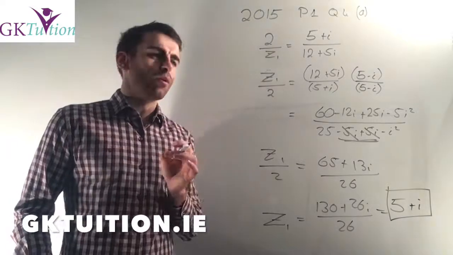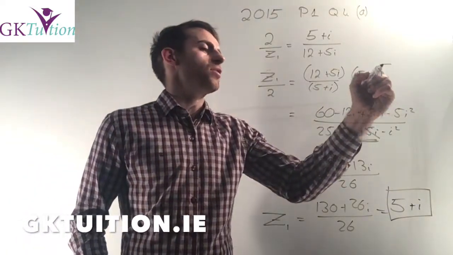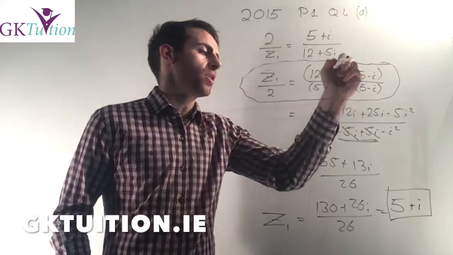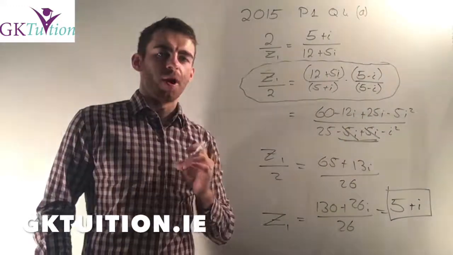So I think the one thing that I want to highlight there is this. In so many questions, in order to get rid of the imaginary number on the bottom of the fraction, you multiply the top and the bottom by the conjugate of the bottom.